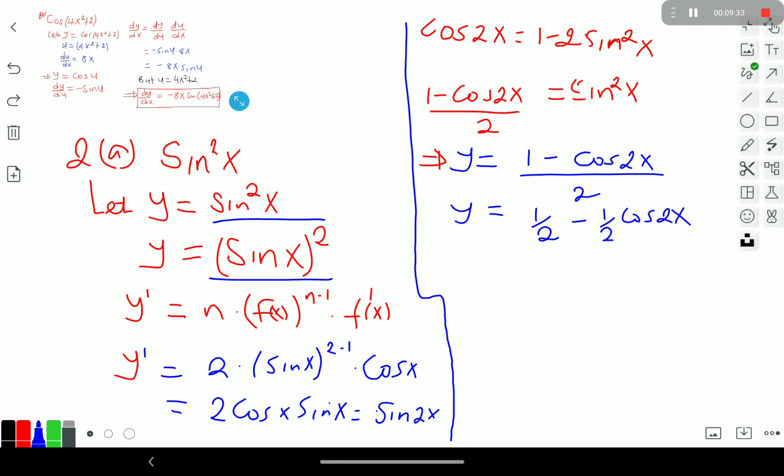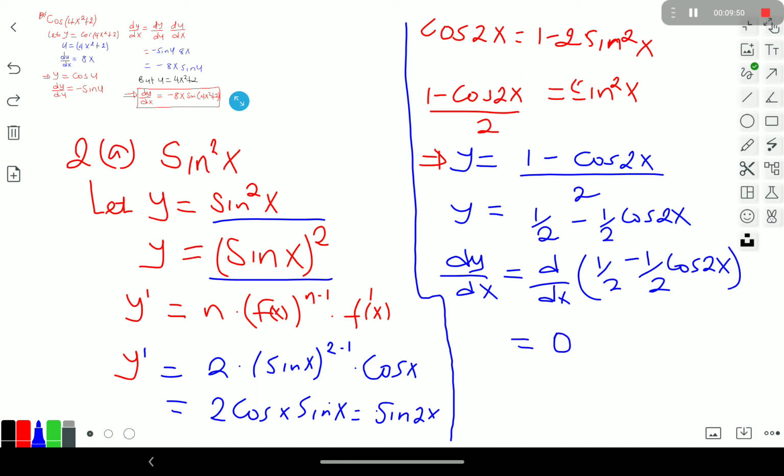Then we differentiate both sides. dy/dx will be the same as d/dx of 1 over 2 minus 1 over 2 cos 2x. Now the constant term will be 0, then minus 1 over 2. Then what is the derivative of cos 2x? This is a new function, so we shall call it u, and then we do what we did in the first step.